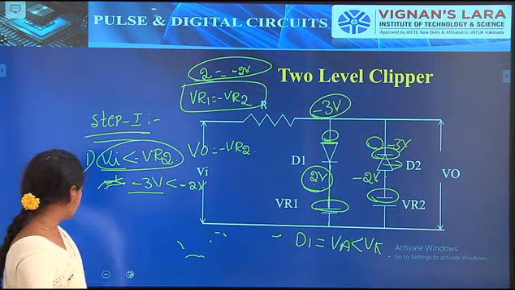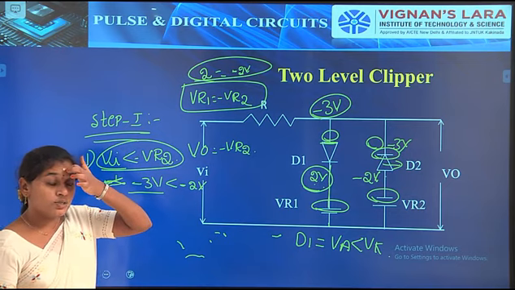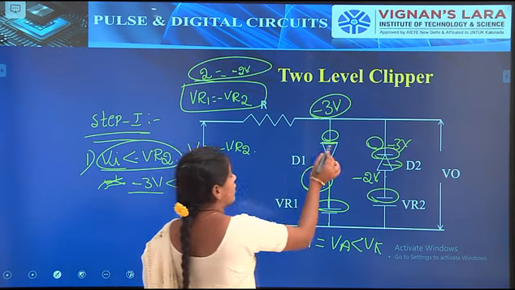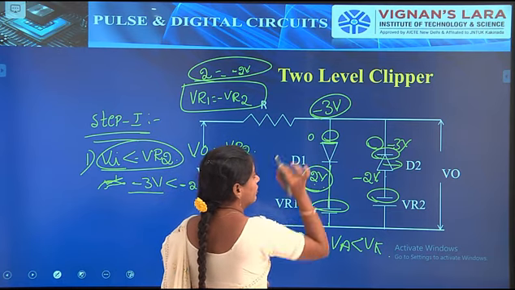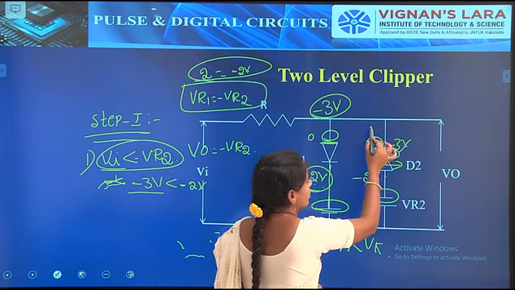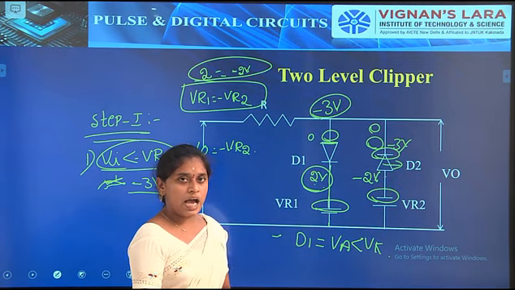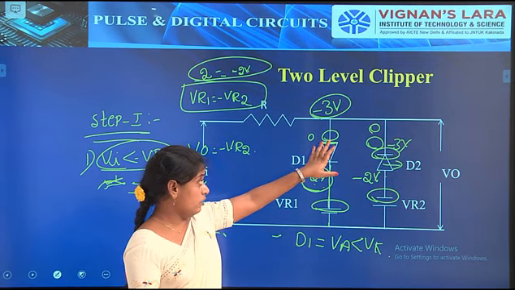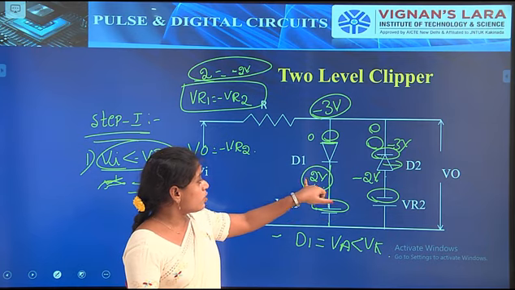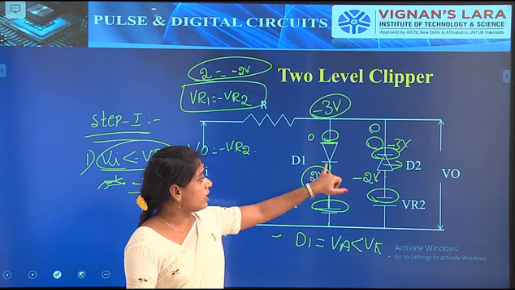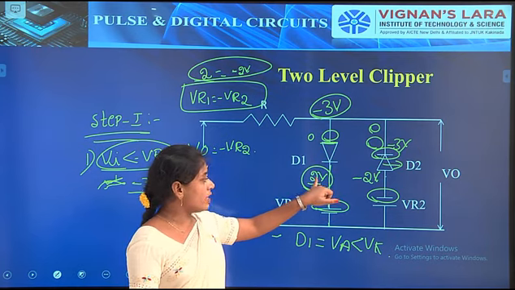When a 0 volt signal is applied to this circuit, what happens? The 0 volts is applied to the anode of diode D1 as well as the cathode of diode D2. From this we have to know the condition of diode D1. At the cathode terminal of diode D1, the reference voltage VR1 is applied.